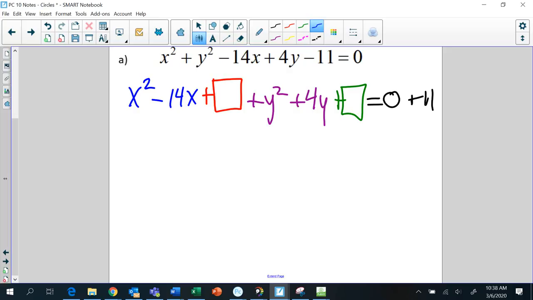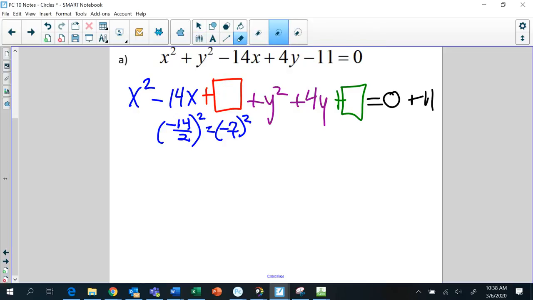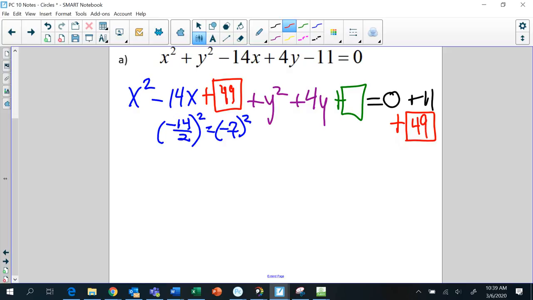Negative 14x is what you look at to complete this square. We divide that number by 2, and then after we divide that number by 2, we square it. So what's negative 7 squared? 49. But if I add 49 to one side of the equation, what do I also have to do? I need to add it to the other side.